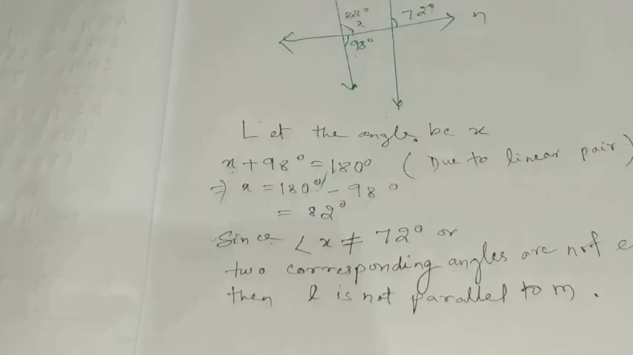So this is about your exercise 5.2. I hope you will understand. So again practice all those angles formed by a transversal line and all those properties, and do this exercise again and you can understand. Okay, thank you.